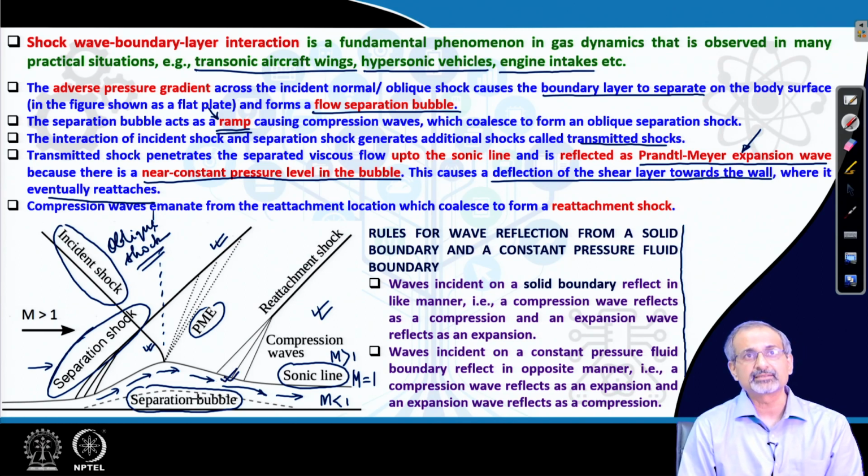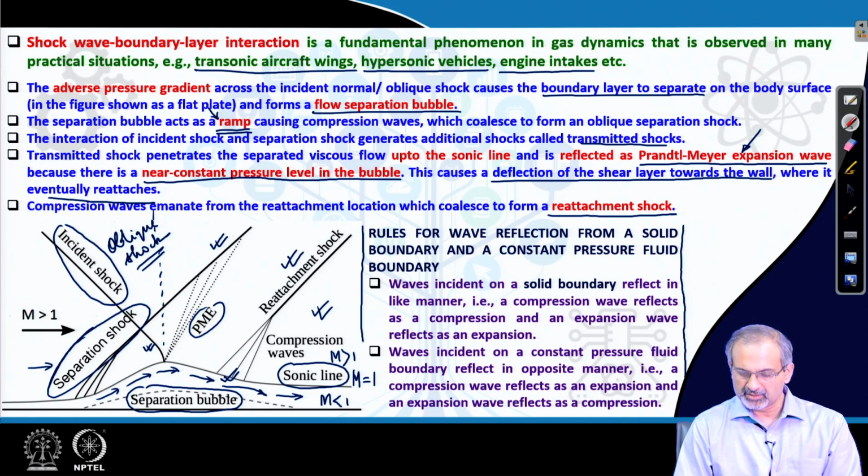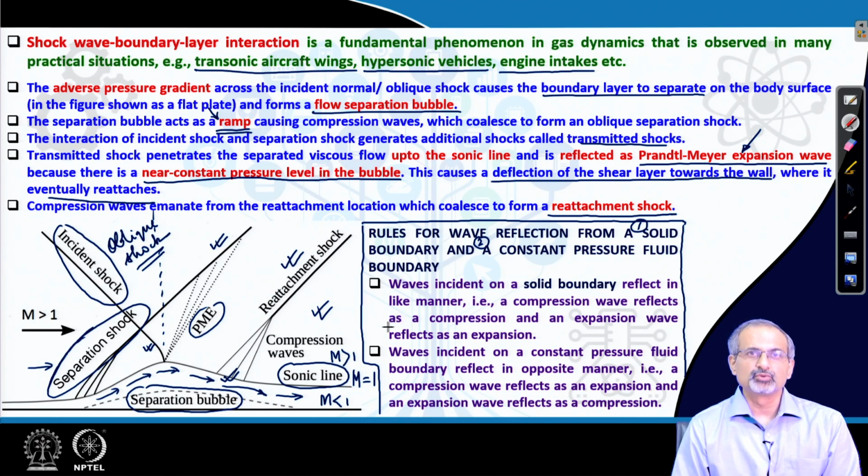When it reattaches, there is a compression effect, out of which a reattachment shock is produced, and this is what you see over here. Now, we were talking about rules for wave reflection, and we have included two cases. One is when a wave reflects from a solid boundary, another is when it reflects from a constant pressure fluid boundary. So, what are the rules?